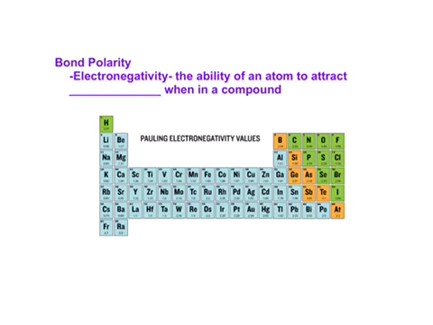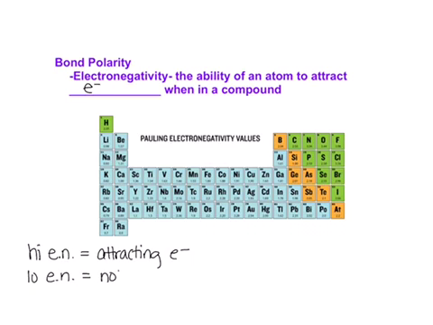And when we look at bond polarity, we have to analyze the electronegativity of the different atoms involved in the bond. And so as a refresher, electronegativity is the ability of an atom to attract electrons within a compound. So the higher the electronegativity, the more likely the electrons are to be found by that atom. So high electronegativity equals attracting electrons. Low electronegativity equals not attracting the electrons.